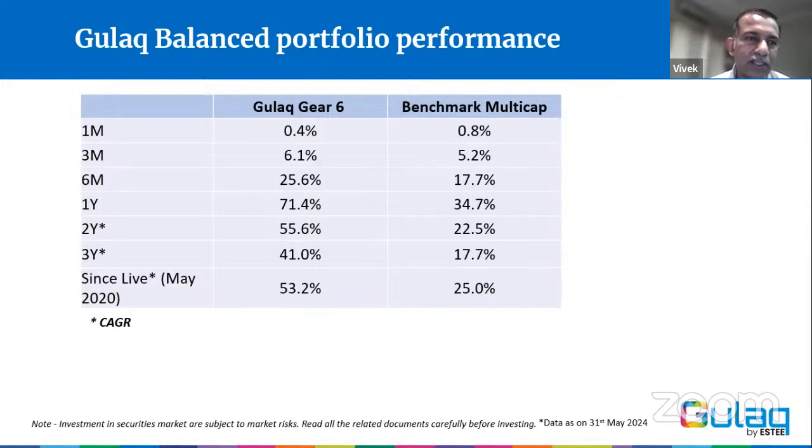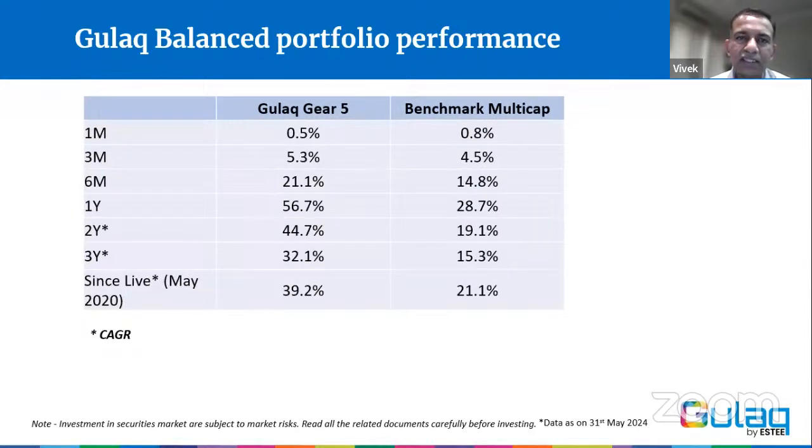Now, these are the returns over different time frames. Since inception, we have almost done double the benchmark multi-cap index. Since May 2020, the benchmark has given about 25% annualized returns, and we have been able to do about 53% annualized returns. Now, the thing to consider is this does not include the cost of rebalance, which is your brokerage cost, transaction cost, and slippages. So the actual returns would not be 53%. Depending on the brokerage and the size of the portfolio, it will be lesser than 53%. But still, there is a decent alpha we have been able to produce.